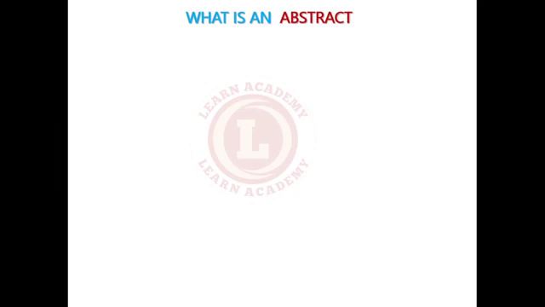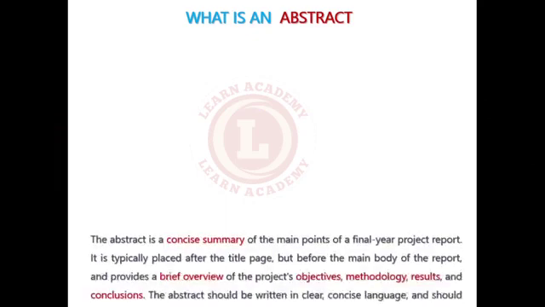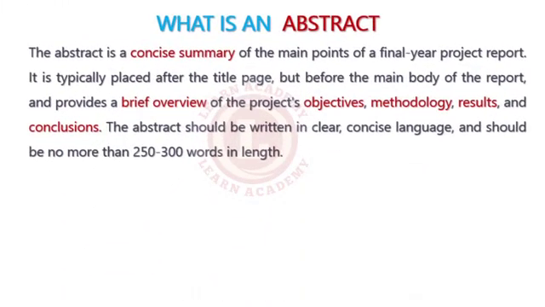So let's look at the next section, which is the abstract. So what is an abstract? The abstract is a concise summary of the main points of a final year project report. Of course, it's typically placed after the title page, before the main body of the report. And it provides a brief overview of the project objective, methodology, results, and conclusion.